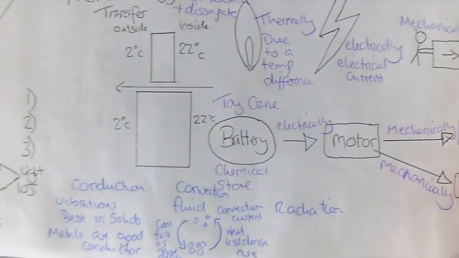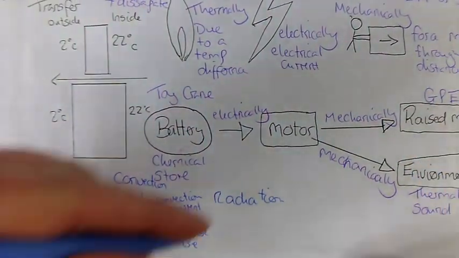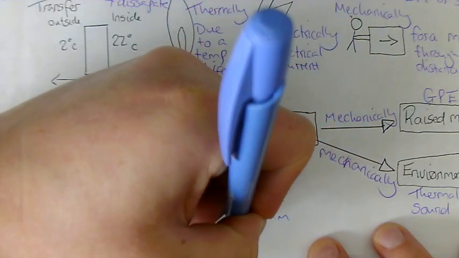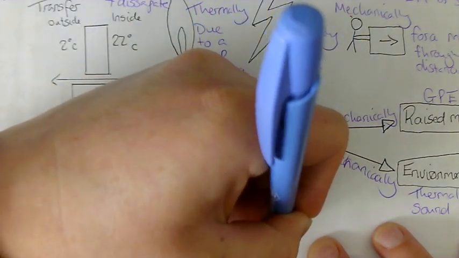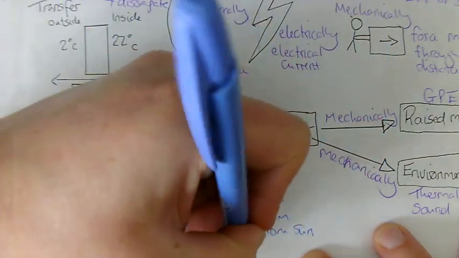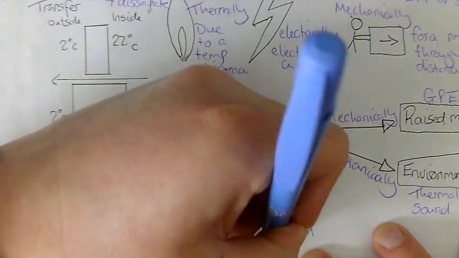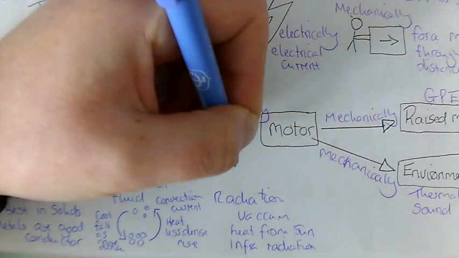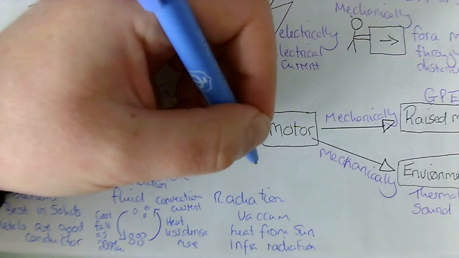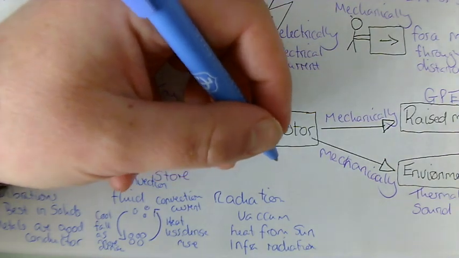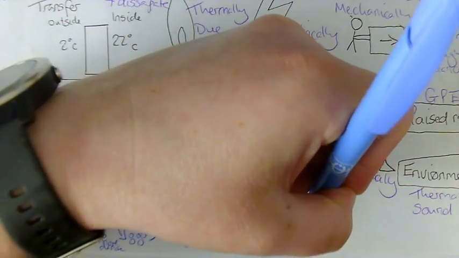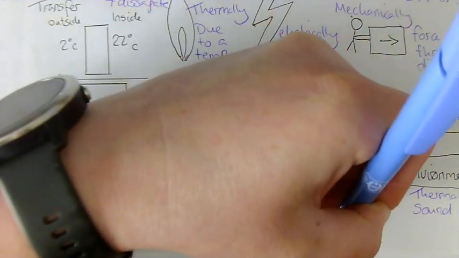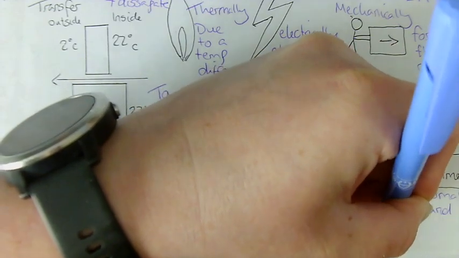And then finally, radiation happens in a vacuum. So that's how we get heat from the sun. It is infrared radiation. And it can pass through gases and some solids.